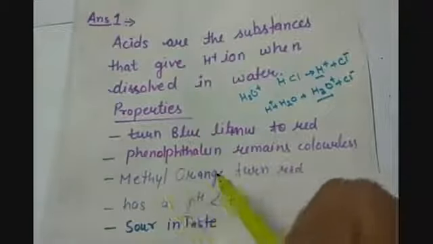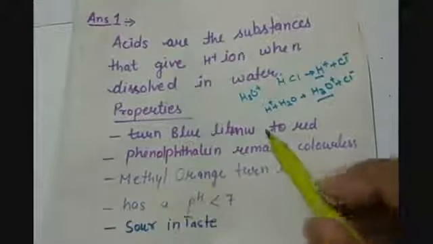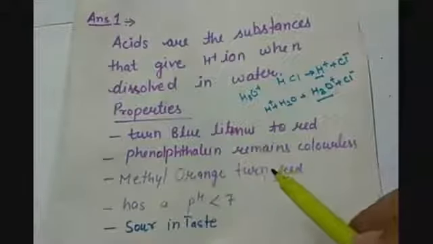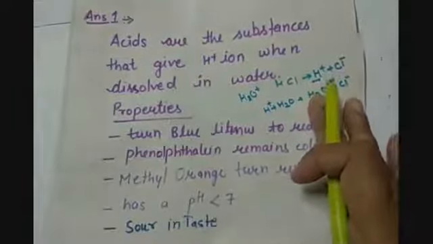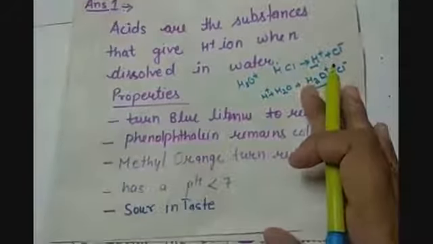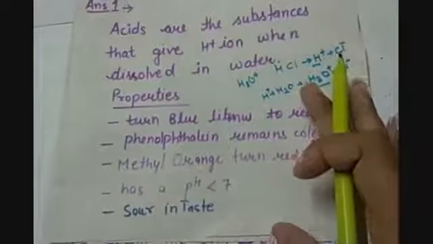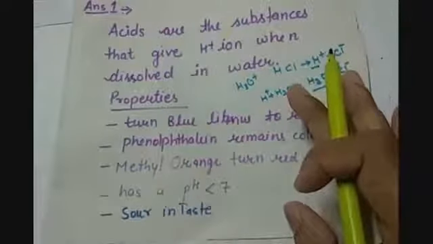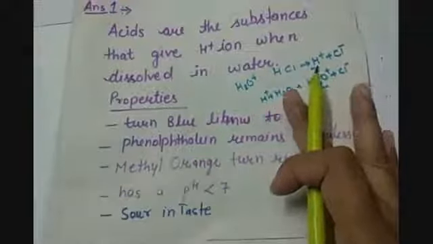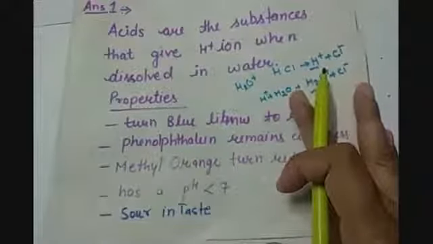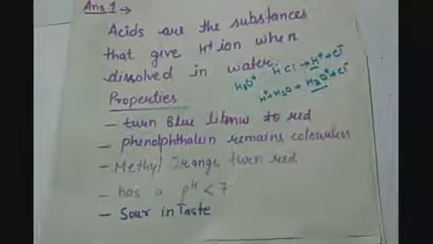Methyl orange turns red in an acidic medium. Acid has a pH value less than 7. When we talk about the taste of acids, they are sour in taste and they are corrosive in nature. They are corrosive on the skin of human beings as well. So be careful with the acids. Now let us see the second question.